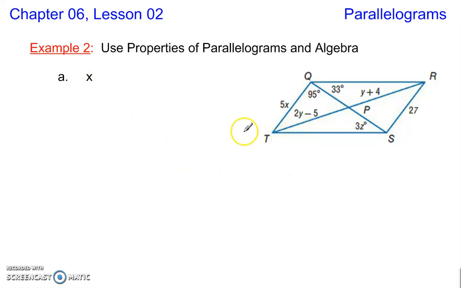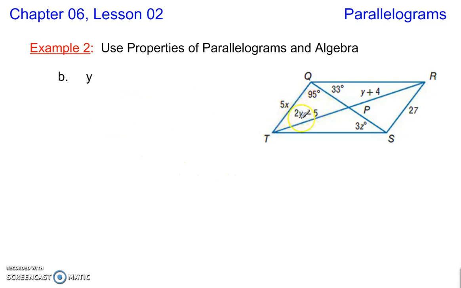We want to find X right here. Well, we know that this side is 27. This is going to be a lot of setting things equal when we're working with a parallelogram. So we know that this side is equal to this side, so we can set their measures equal. And then solve, we get 5.4 for X.